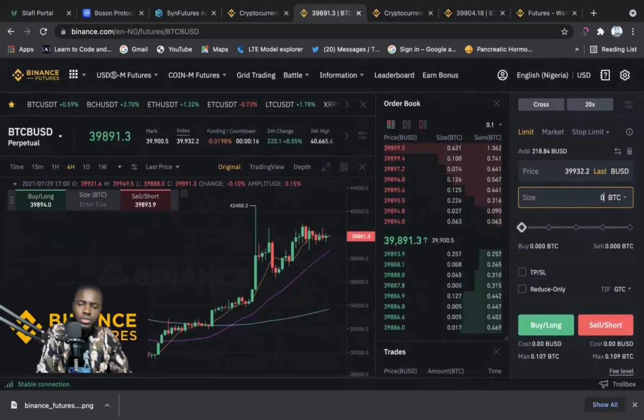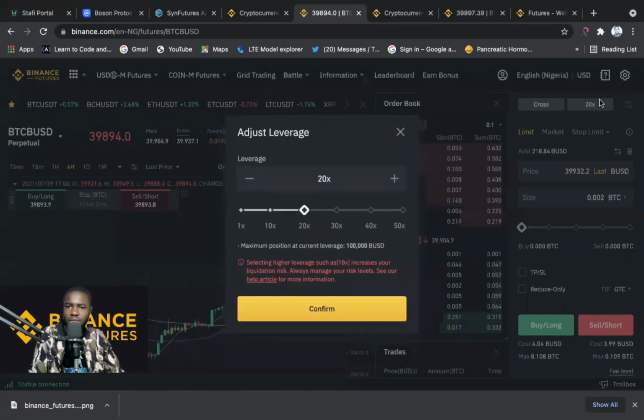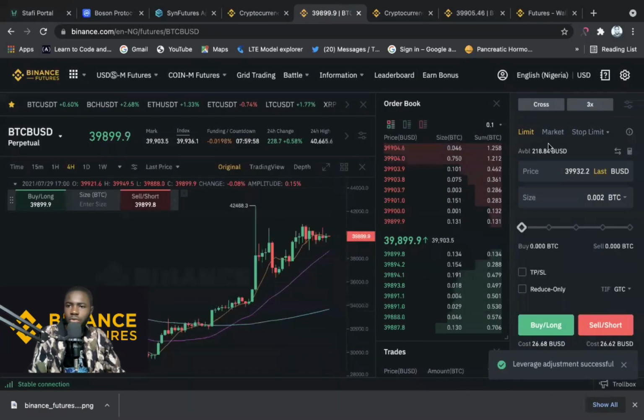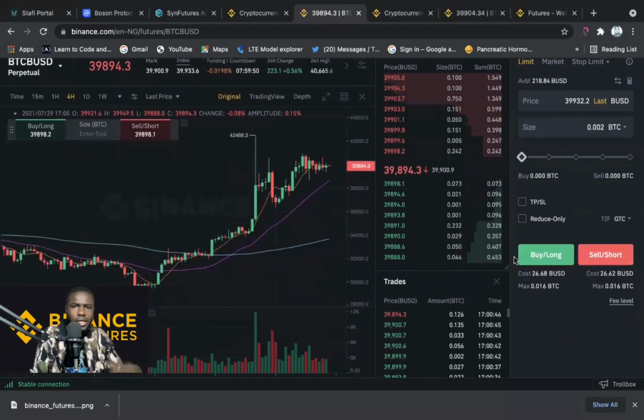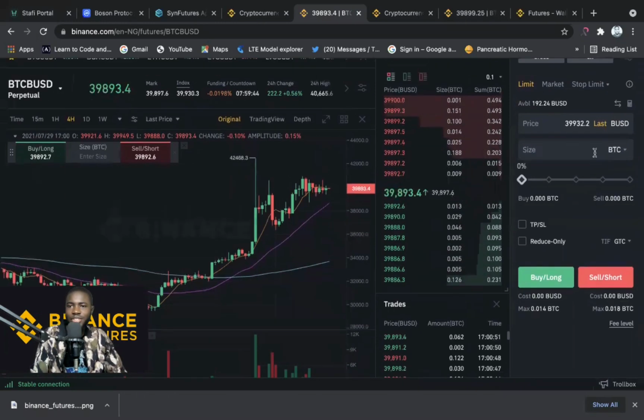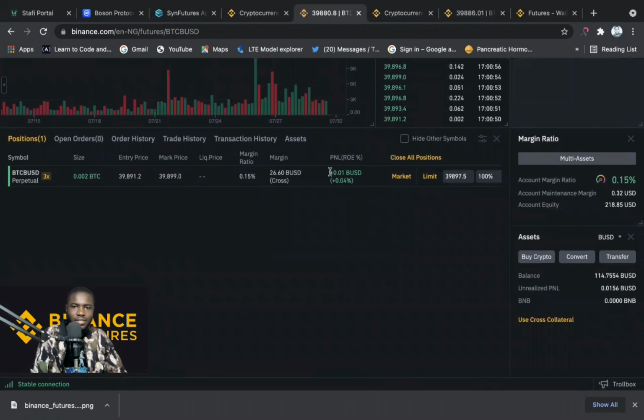So let's enter a position. I'm just going to be doing a basic test, right? Let's say I'm not going to be using 20x leverage. Let's say I'm using somewhere around 3x leverage. So we are entering a position with 3x leverage, and the quantity is 0.002 BTC. Basically, it doesn't matter. I'm just going to buy long. Okay, the market is bullish, so I just went long. You can see my position right here, right?